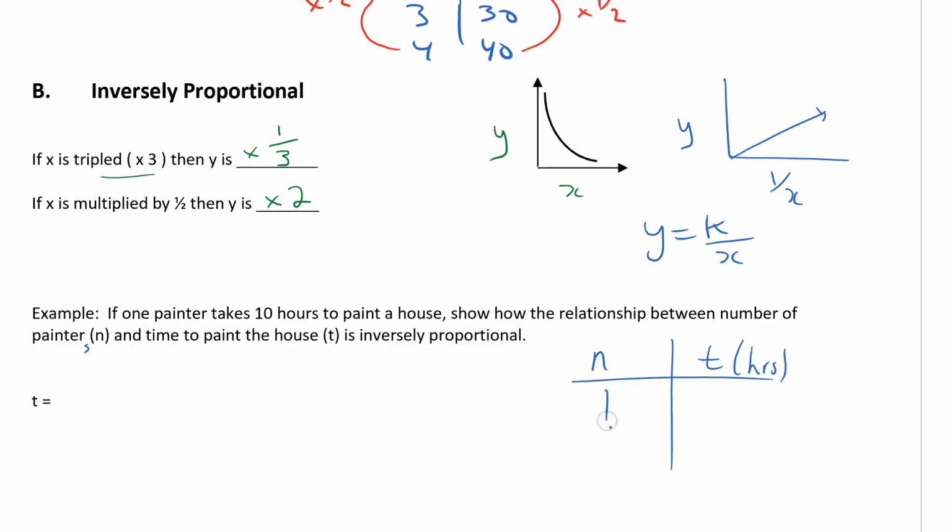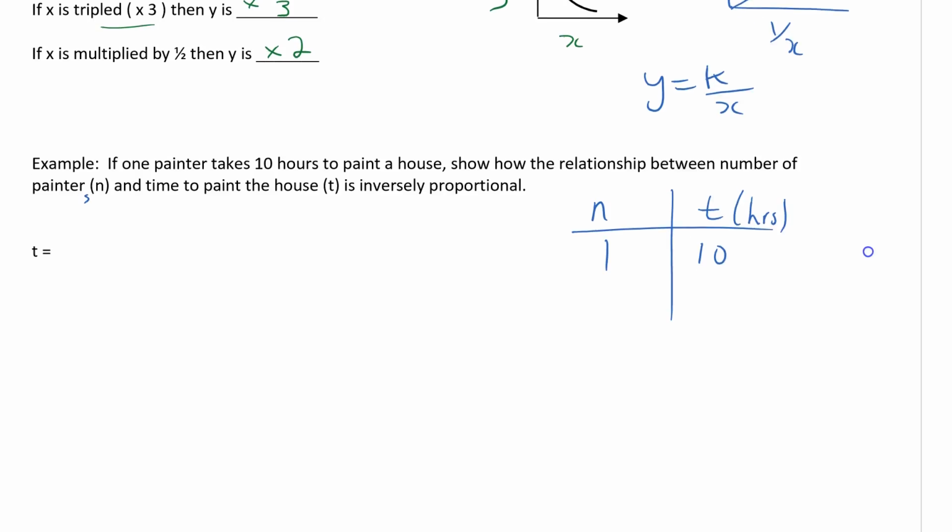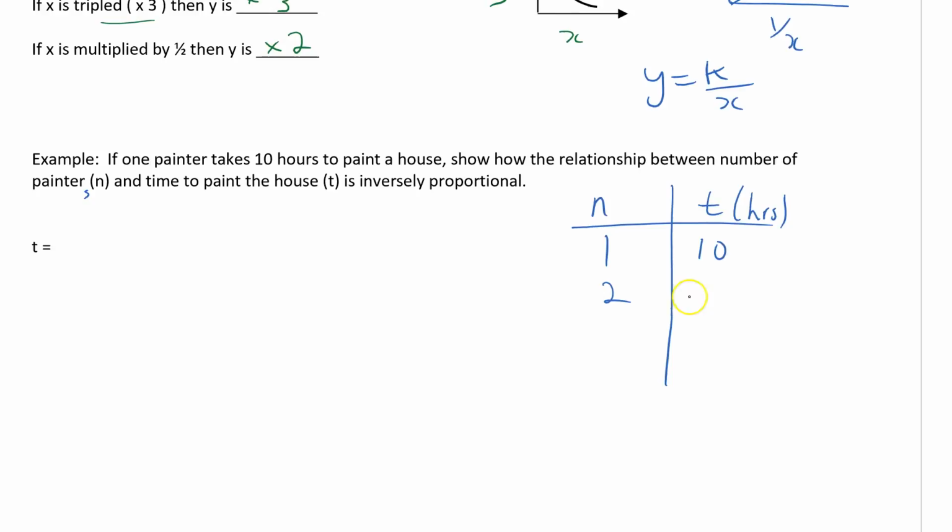So one painter, it takes 10 hours. If you have 2 people to do the same job, it's going to be 5 hours. If you have 4 people to do the job, it'll be 2.5 hours. If you have 5 people, 2. If you have 10 people, 1. I hope that makes sense.